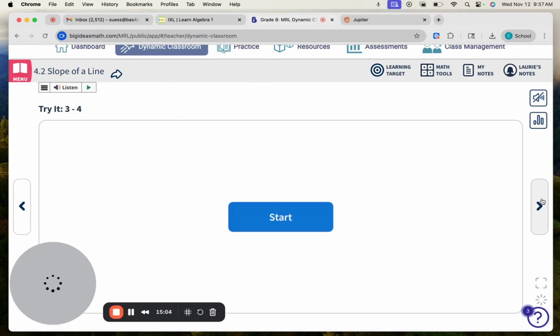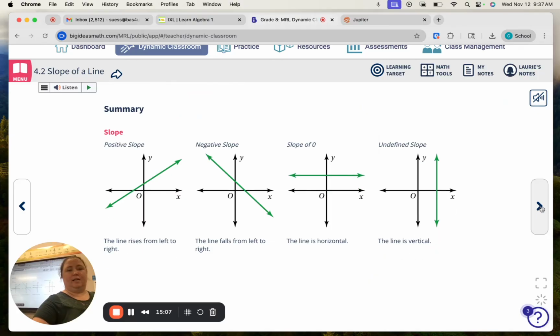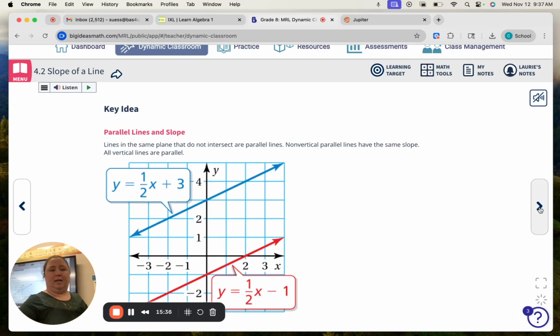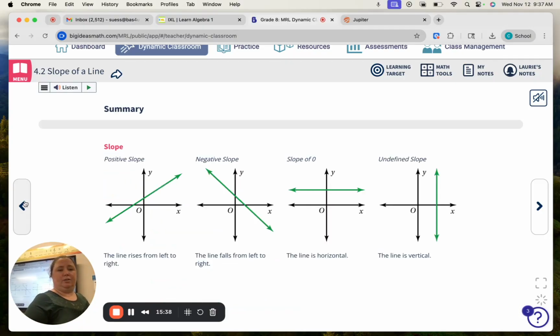All right, so now you're doing triads 3 and 4. And real quick, this is the summary I do want you to draw in your journals after you've done your triads. It shows you what a positive slope looks like, a negative slope, a slope of 0, which is what kind of line? Horizontal. Undefined slope, which is what kind of line? Vertical. So put this somewhere in your journal that's very easy to find. But you can do your triads first and then stop at the key idea once you get to that.